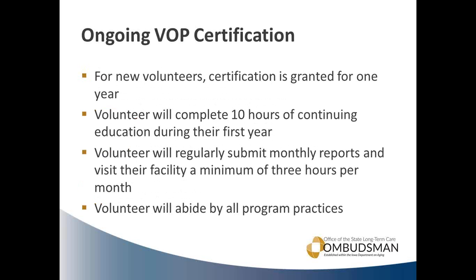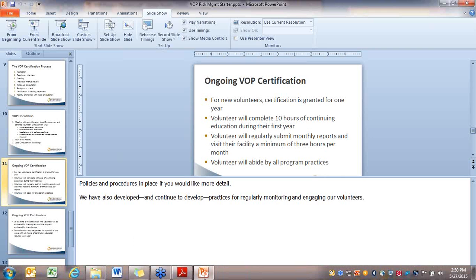We, of course, check for those minimum requirements, that they're submitting their reports, they're doing their visits, and that they're abiding by all program policies. So it gives us a chance to check in on people who are rogue if we haven't already dealt with the issue, or if we just know that they're never going to improve. This is our opportunity to break those ties. We have policies and procedures in place for all of these sorts of things and then some. If you would like more detail, I can pass those along to you, or Amity, I believe, has posted them on the NORC website. And we also continue to develop other practices for engaging and monitoring volunteers.